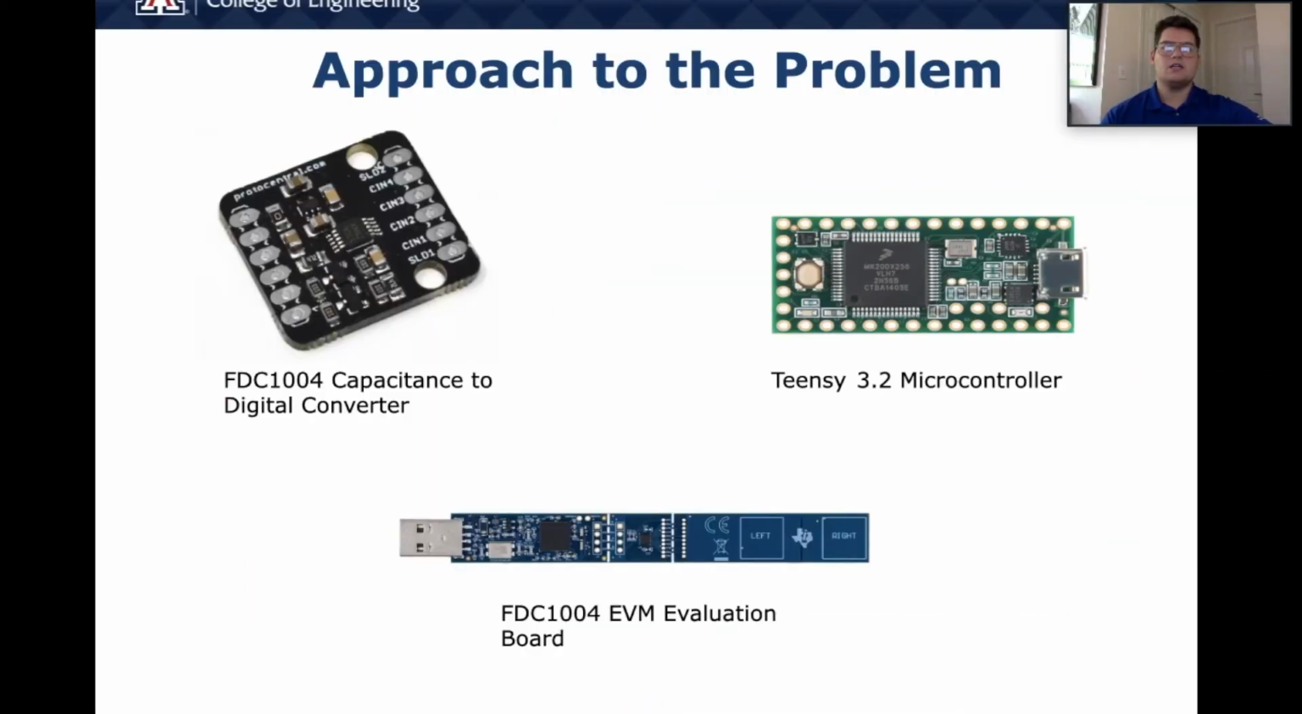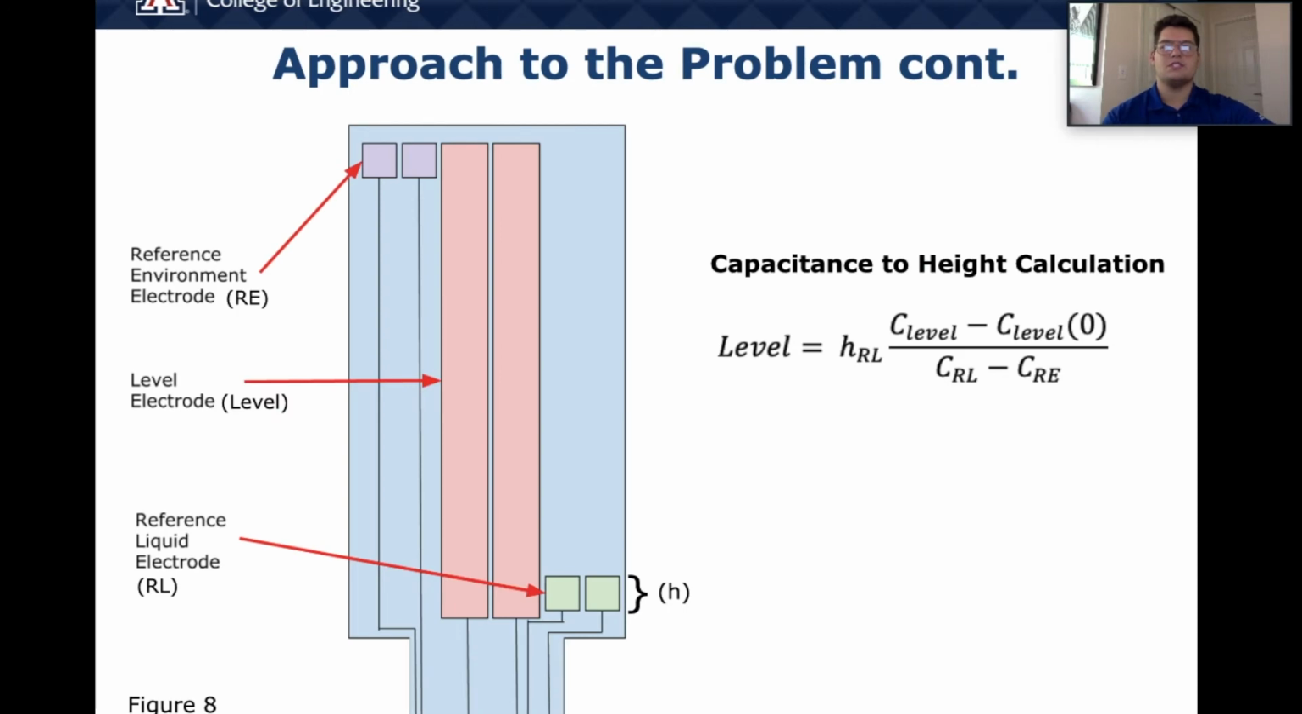Last fall, we began analyzing and prototyping. We started by selecting the FTC 1004 capacitance to digital converter chip and the Teensy 3.2 microcontroller. We used the FTC 1004 EVM evaluation board to test the functionality of the FTC 1004. This allowed us to test the chip fully with an already integrated system and GUI. We also used the EVM to conduct our research portion of this project. The most important analysis done was to see if the FTC 1004 would be able to meet resolution requirements. On the left is a sketch of how the electrode adhesive sensor is designed, and on the right is the equation of how height is calculated through capacitive sensing.